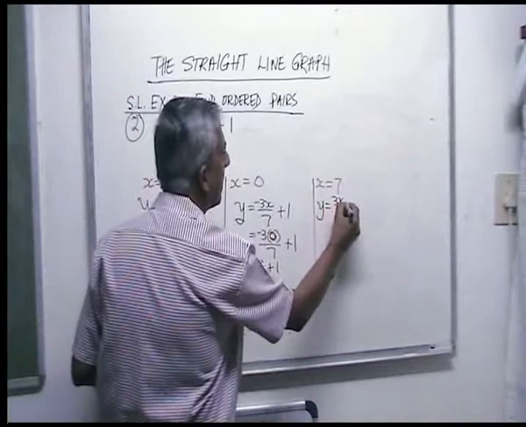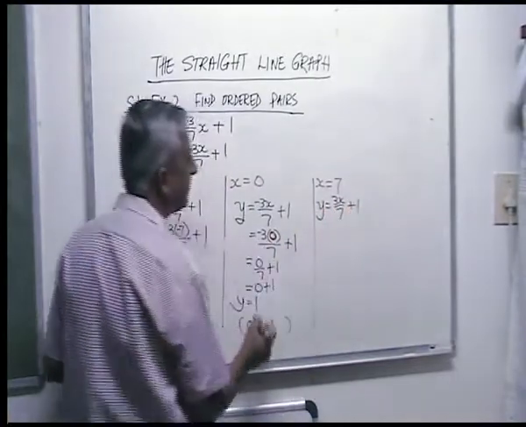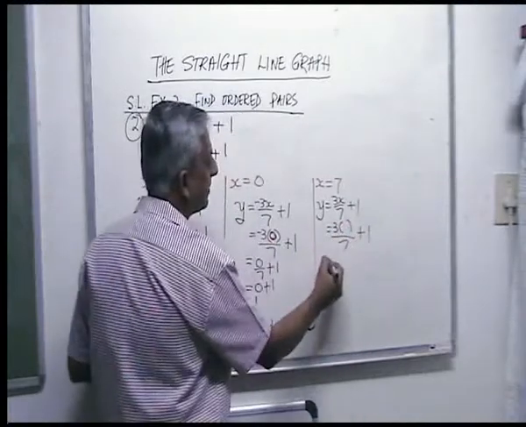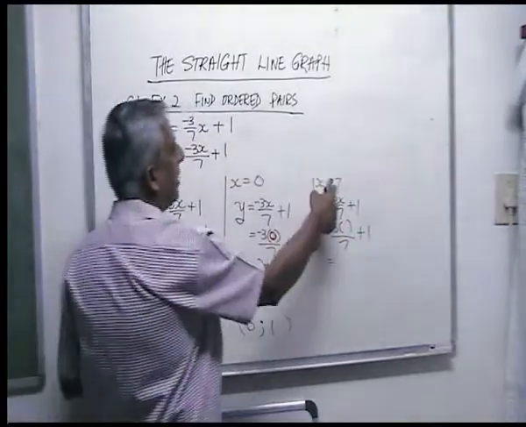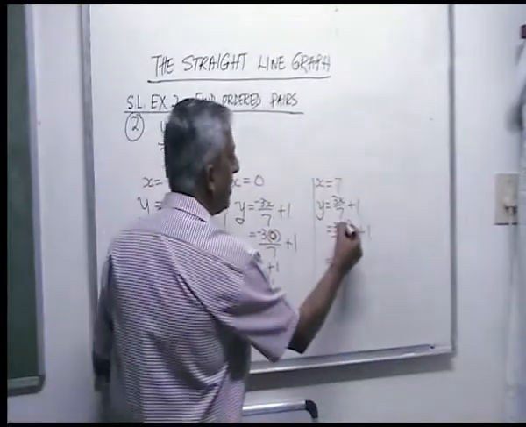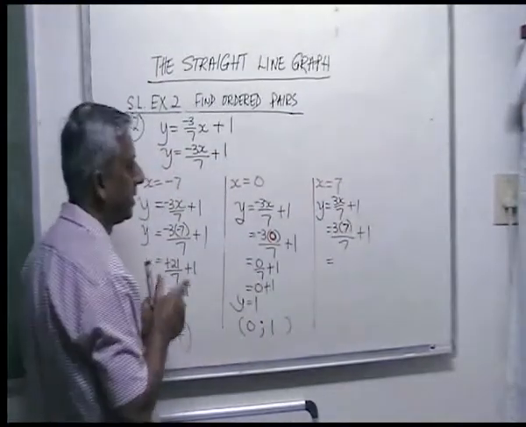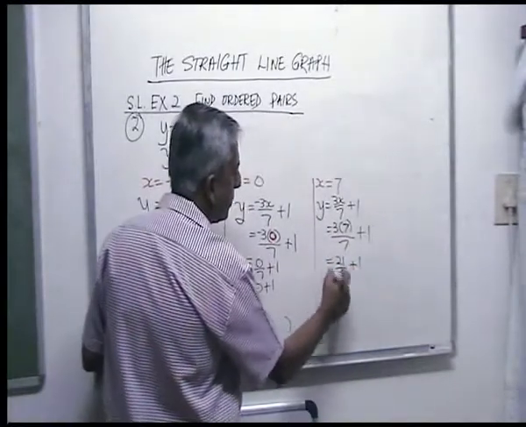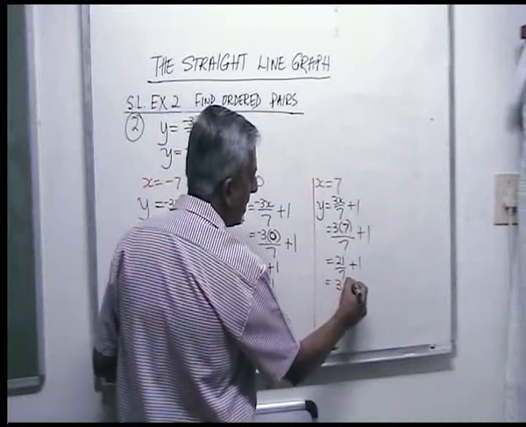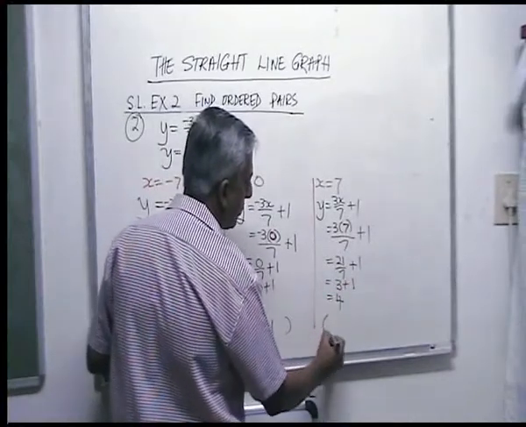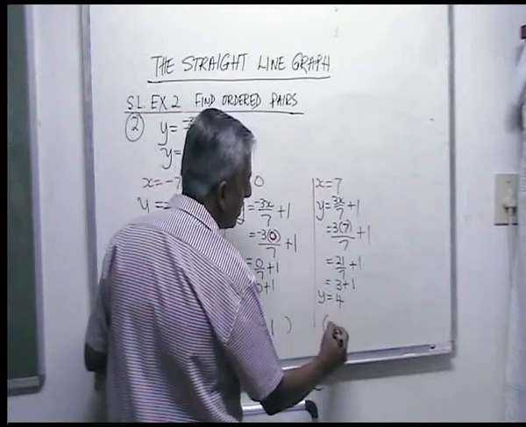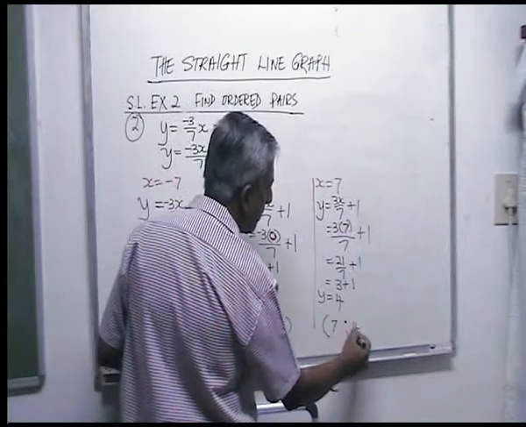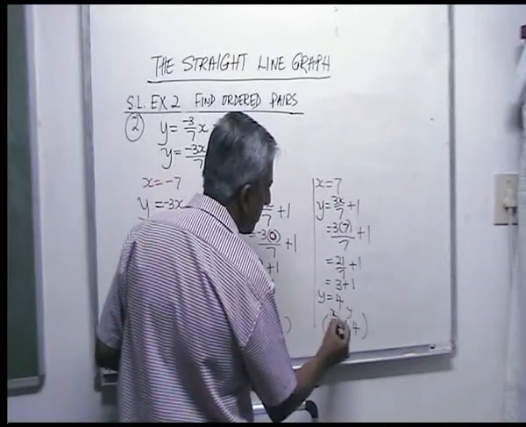y is equal to 3x over 7 plus 1. 3 times some number, all over 7, plus 1. Well, x is 7, so we're putting in 7 there. 3 times 7, 21, over 7 plus 1. 21 divided by 7 is 3. 3 plus 1, 4. So finally y is 4. X is 7, y is 4.